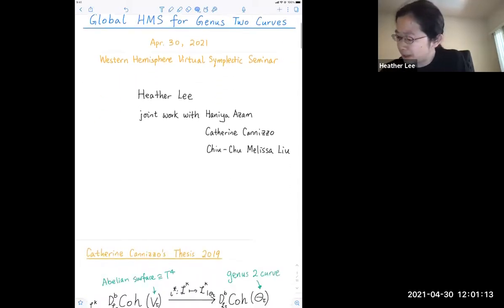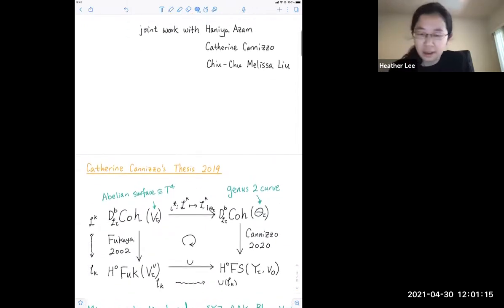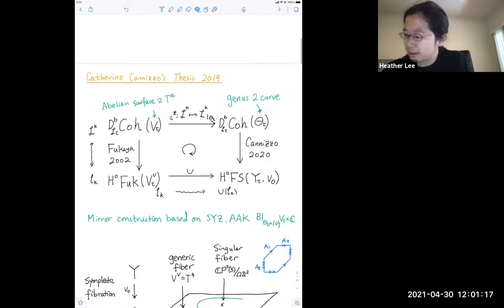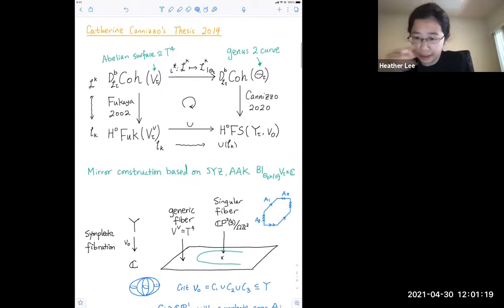So to begin with, here's a picture of Catherine Cannizzo's thesis result. And let me talk through each component of this picture. So she proved a homological mirror symmetry result for genus 2 curves. Here I'm denoting the genus 2 curve as Θ_τ, and τ is the complex parameter of the genus 2 curve.